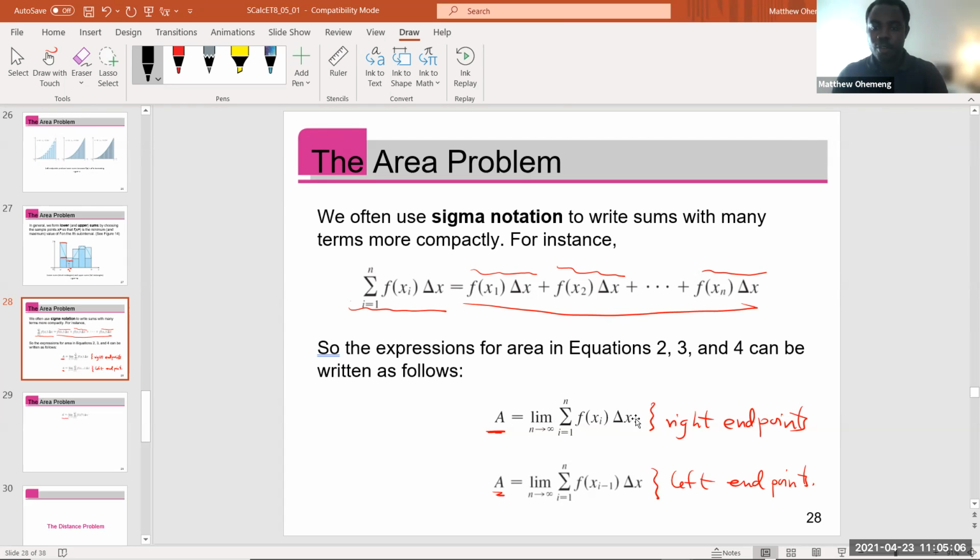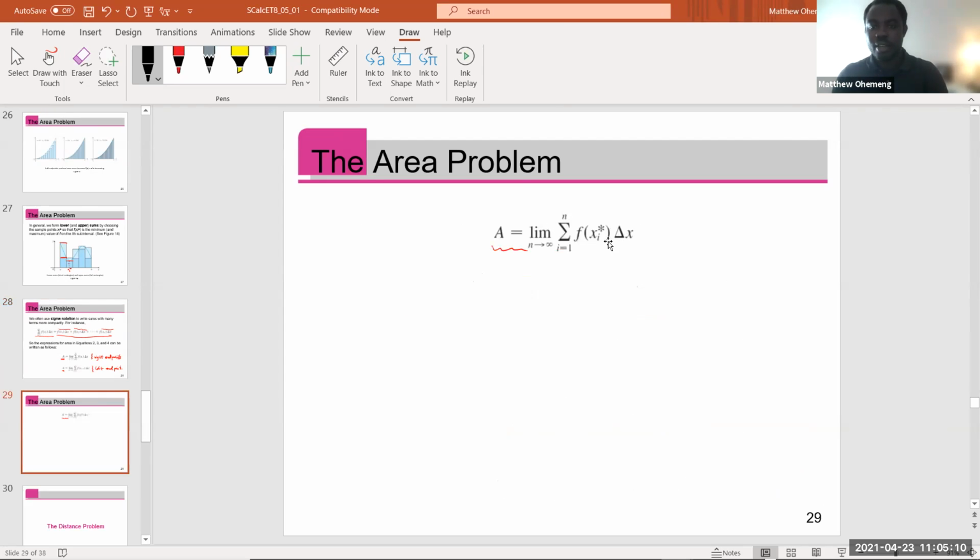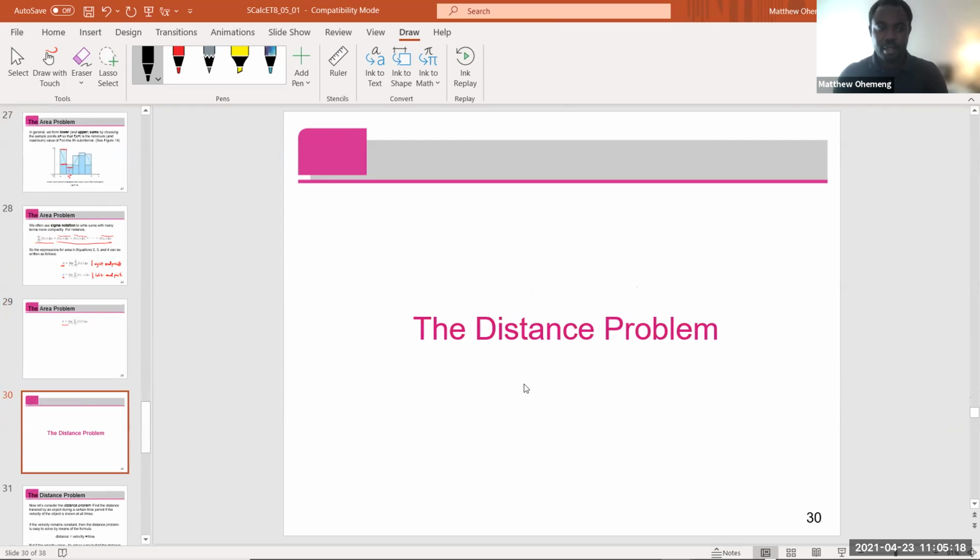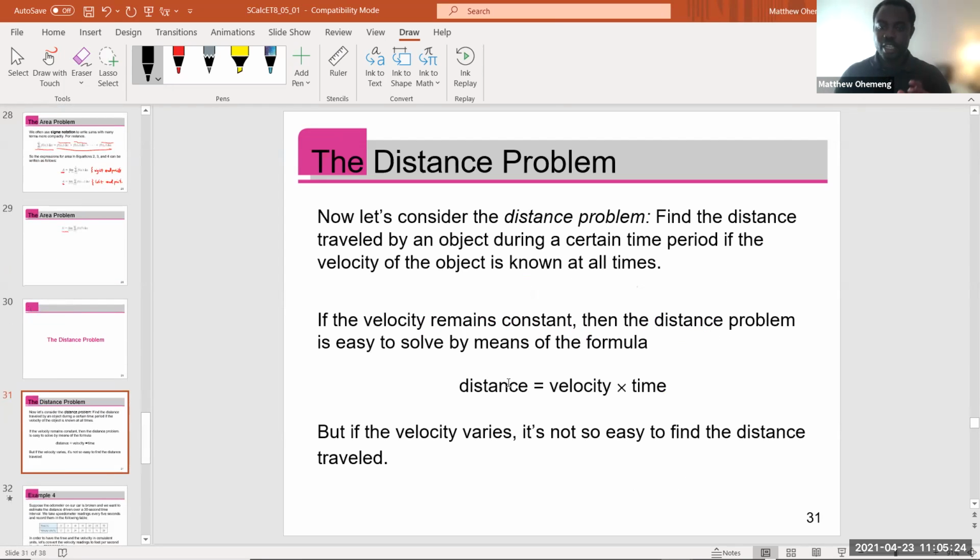So it's just going to be a limit of sums, right? Using right endpoints or left endpoints. And then we could also use any sample point in between the subintervals. So we established all of this, right? I did a recap because the next problem is going to be based on what we saw under the area problem. So this one is the distance problem.